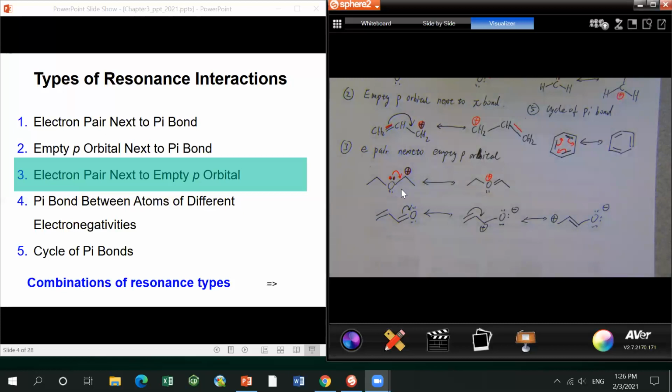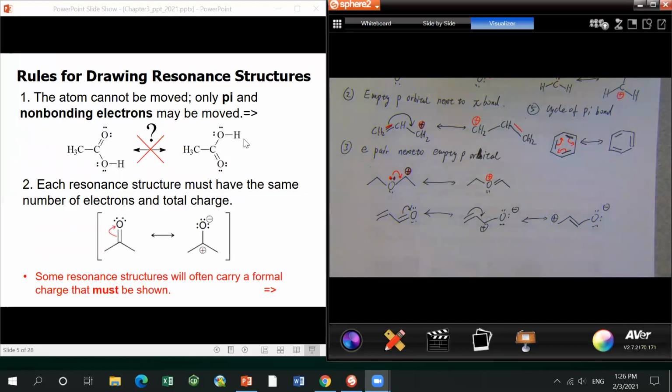There are some rules for drawing resonance structures. First, you can only move electrons, so you build a new pi bond or new lone pair electrons, but you never move atoms. If you move an atom, it won't be the same molecule anymore. For example, the last structure has the hydrogen on the bottom oxygen, but the right one has the hydrogen moved to the top oxygen. That's not a resonance structure.